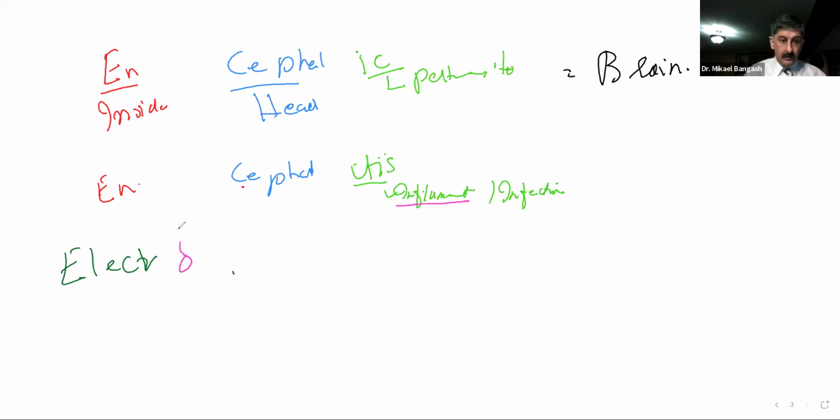Here we have O as our combining vowel. And now the word encephal is going to be a separate, specific word. So encephal. And again, we have our combining vowel, and then graph.